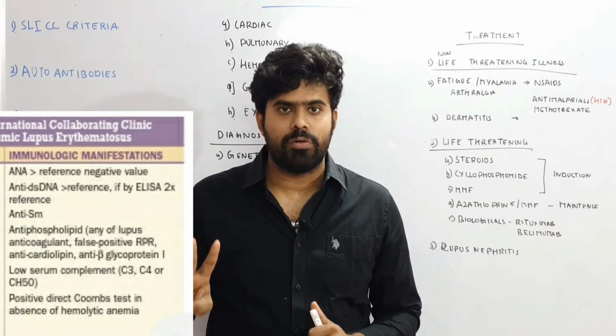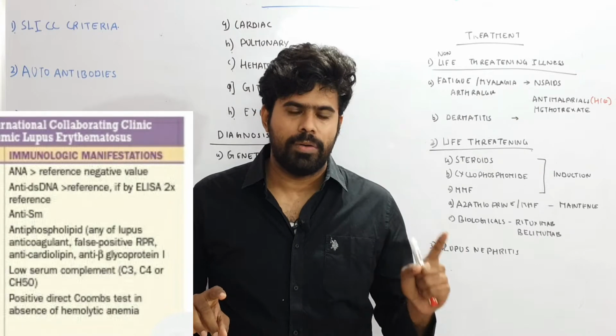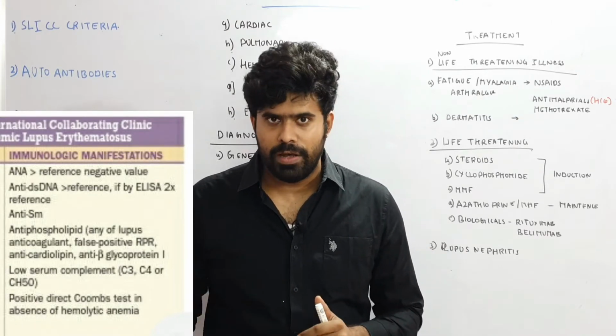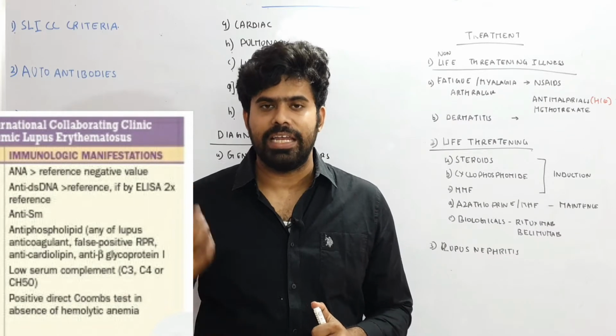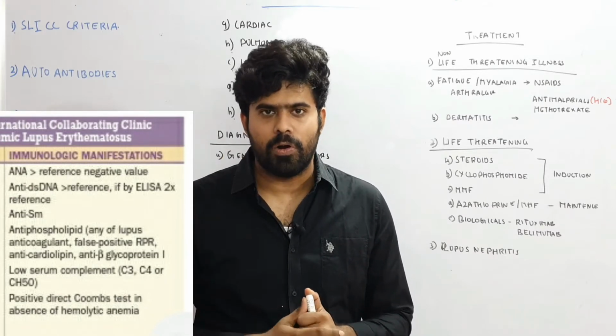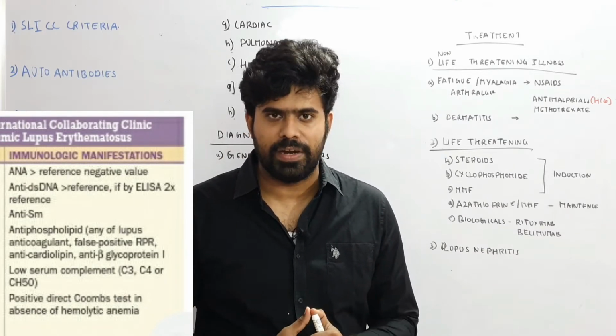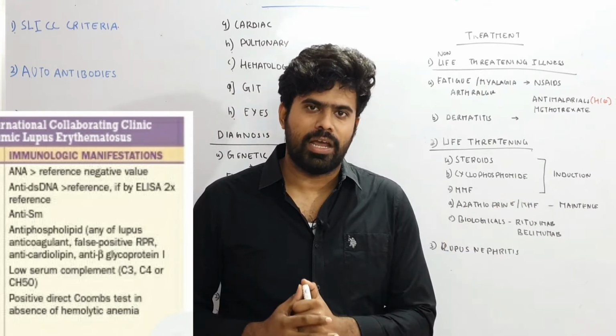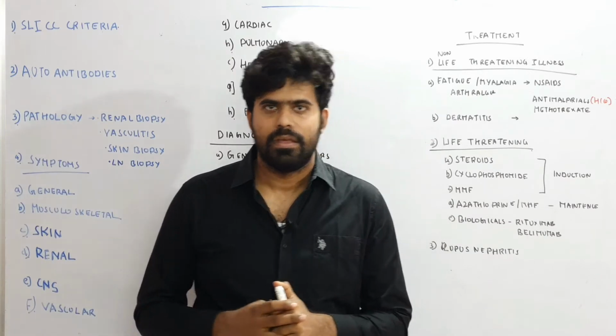A presence of four positive criteria, one in each group, has to be taken as significant. However, if the patient is having a renal biopsy finding of glomerulonephritis, of lupus nephritis, then just one of the antibodies can make the diagnosis. You need to have 4 points.